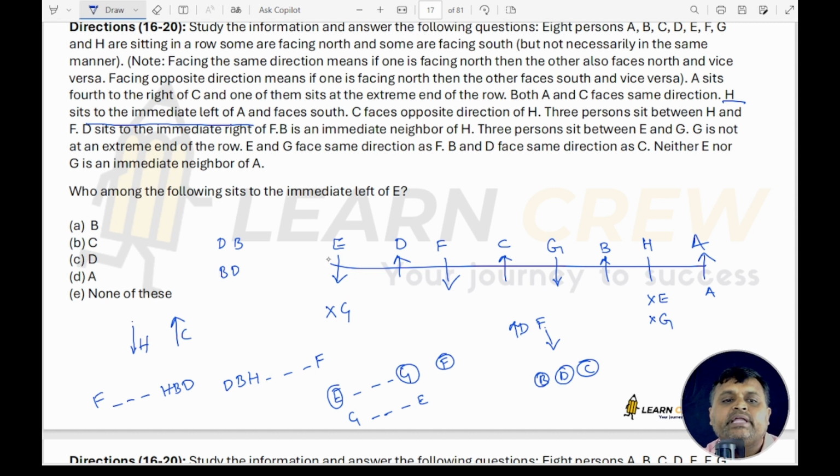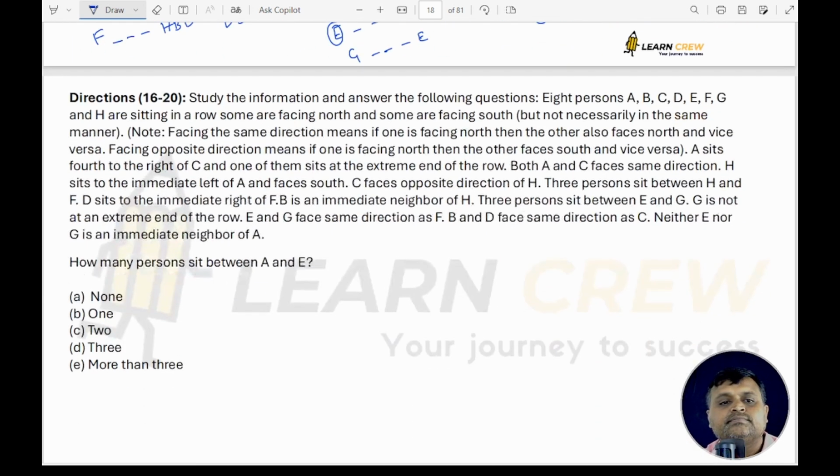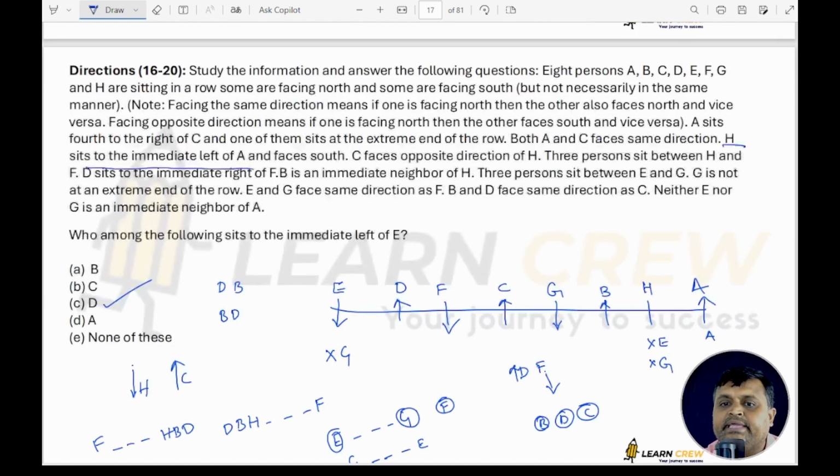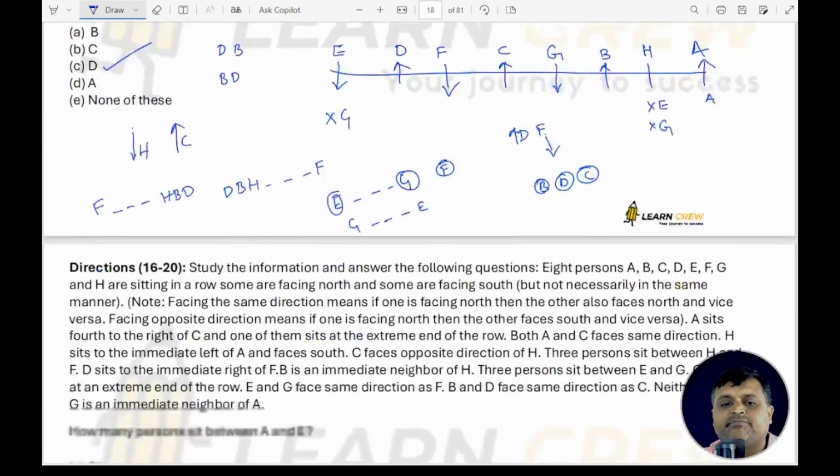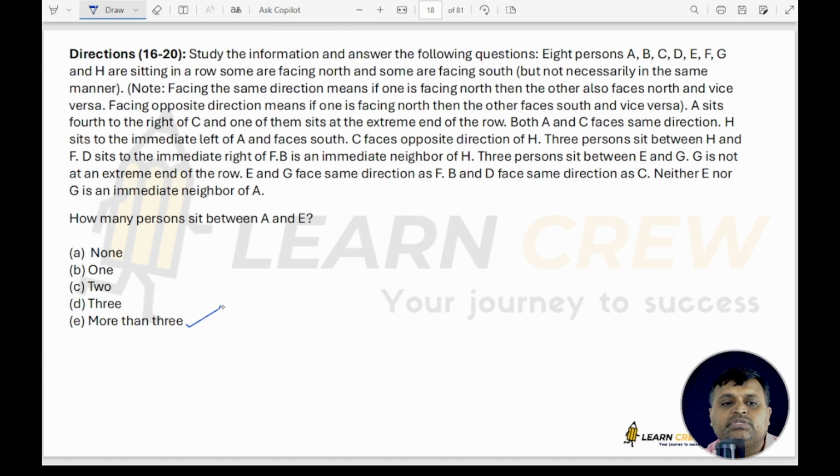Who is the immediate left of E? Immediate left of E is C. C is the answer. Next question. How many persons sit between A and E? Between A and E, how many persons are there? The options are none, 1, 2, 3, more than 3. So the answer is more than 3. The actual answer is 6.